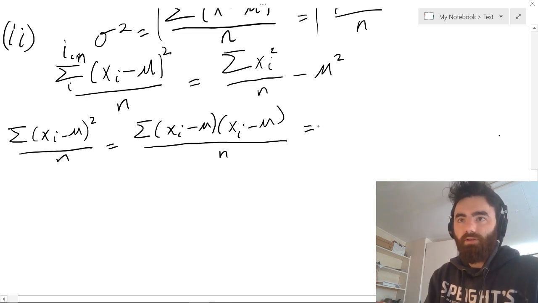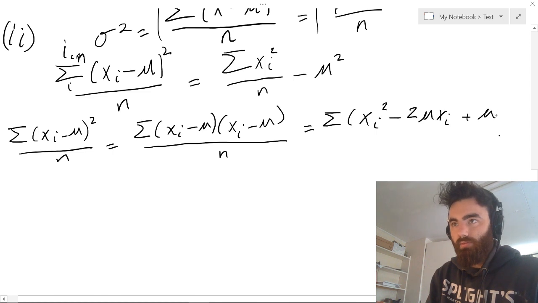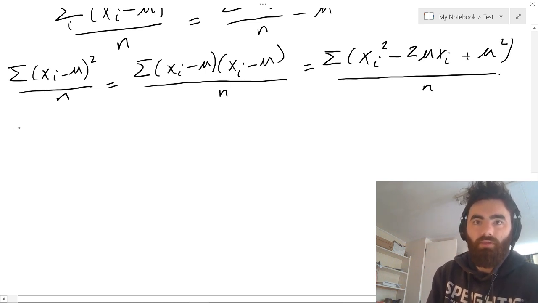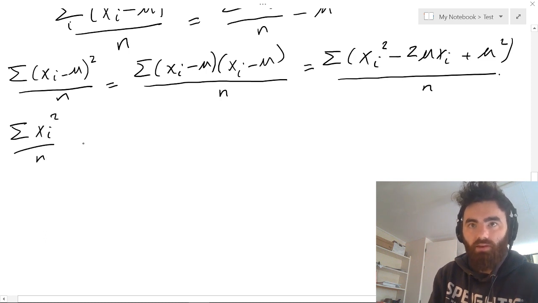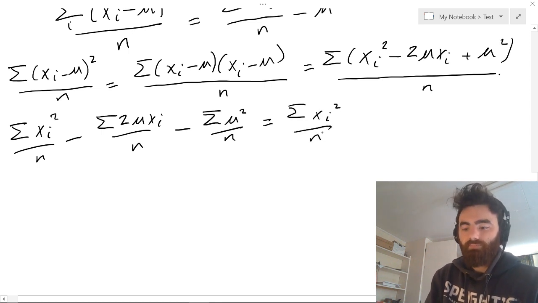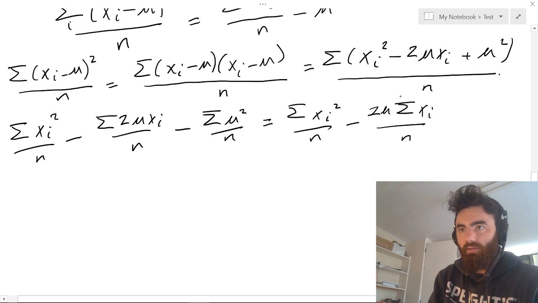So we just expand this out. We've got the sum of xi squared minus 2 mu xi plus mu squared, all over n. I don't know if this is a little above this level, but whatever. Then you can split these sums up over n: the sum of xi squared over n, minus the sum of 2 mu xi over n, plus the sum of mu squared over n. The 2 mu is constant, so when you're summing, you can just take it out. It doesn't make any difference. So minus 2 mu times the sum of xi over n. Wait, that's a plus, sorry. This is a plus.